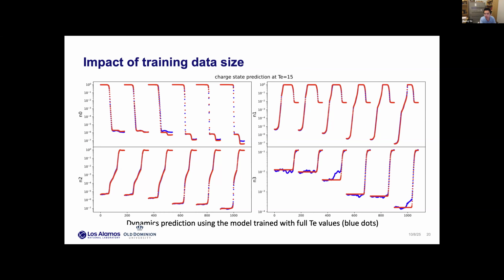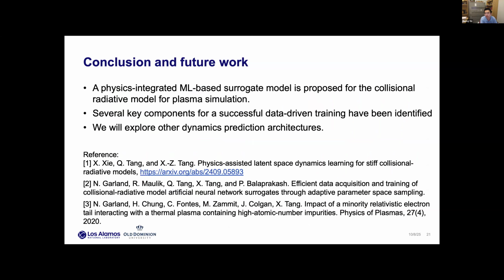And if we use the full data set, basically we feed more training data, then we can get a very good prediction for the dynamics. So overall, that's my talk today. This is still an ongoing project. I'm still collaborating with the scientists at Nano and Georgia Tech. We're trying to propose some multi-time step prediction scheme for this work.